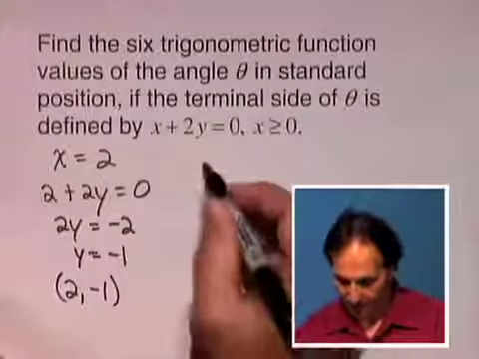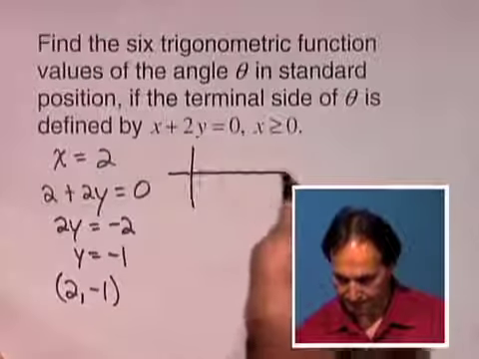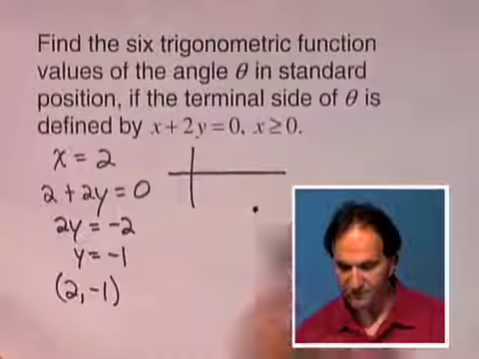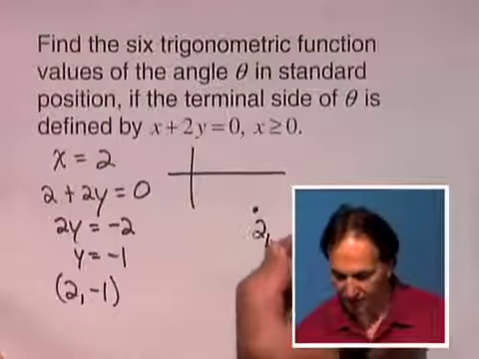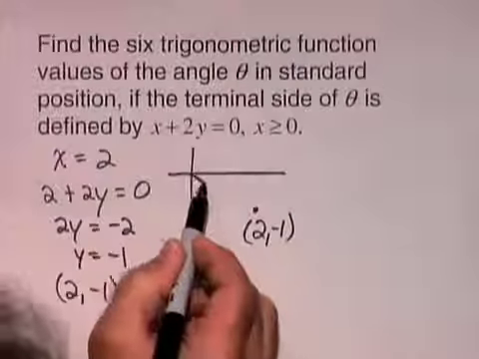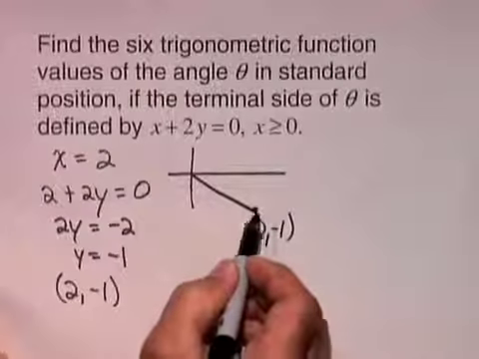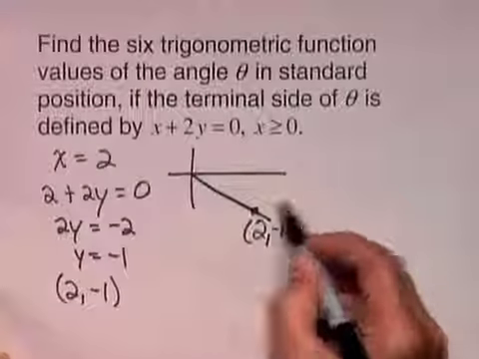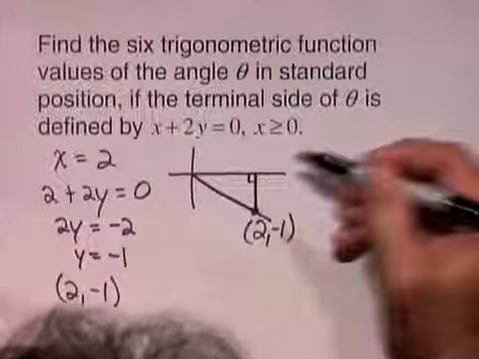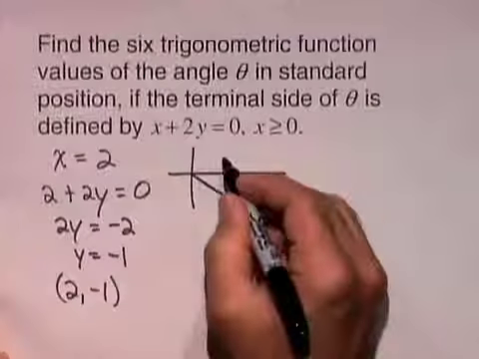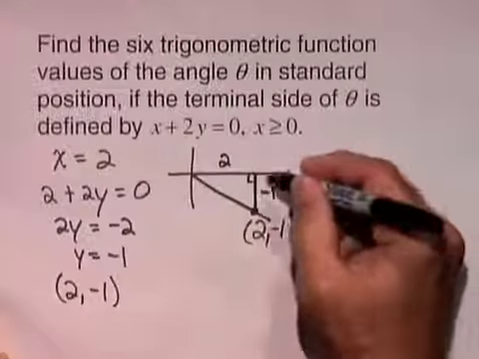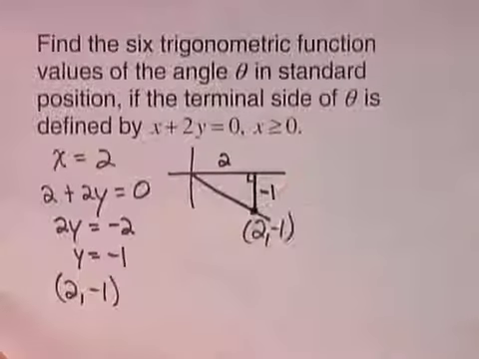Let's draw that. So we go out to 2, down 1. So this is the point 2, -1. Let's draw the terminal side going through that point. And now let's create a right triangle by bringing up a perpendicular, labeling our sides 2, and of course, not the side itself, but that goes down to -1.